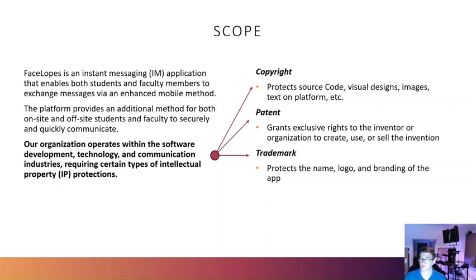Copyright protects the source code, visual designs, images, text on platform, and so on. A patent will grant exclusive rights to the inventor or organization to create, use, or sell the invention. And a trademark will protect our name, logo, and branding of the app.